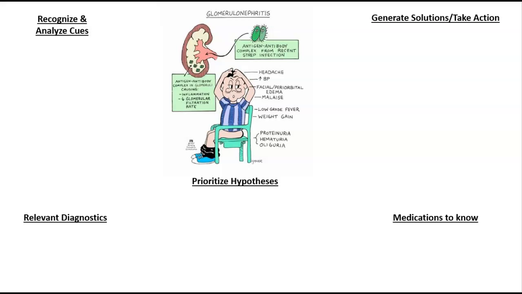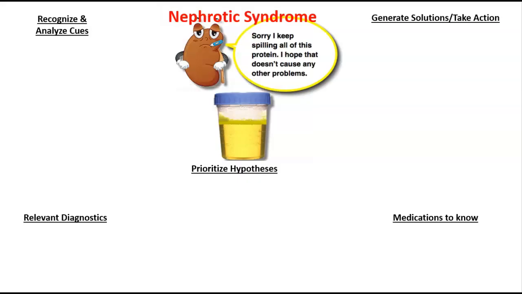Now, the next thing we're going to talk about here is nephrotic syndrome. Let me pull that up here. So nephrotic syndrome, again, let's go back to the beginning. This could be a complication of glomerulonephritis, but nephrotic syndrome is when the glomerulus becomes permeable to plasma proteins, causing massive proteinuria, edema, and low albumin.